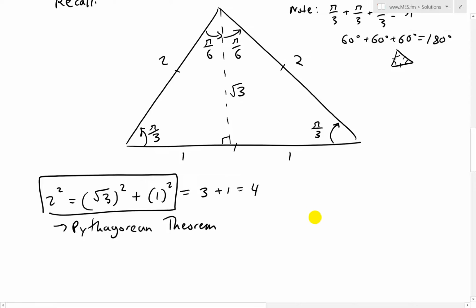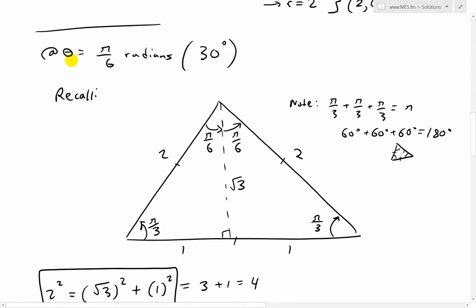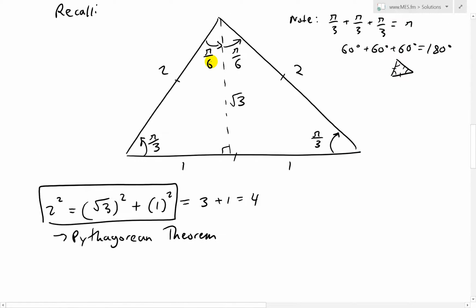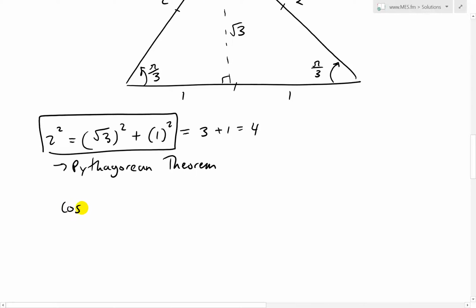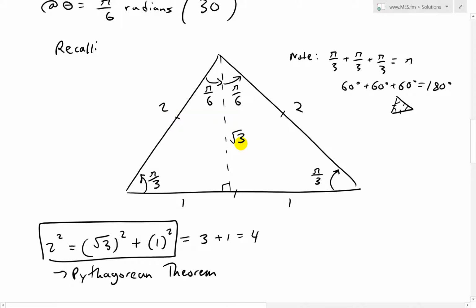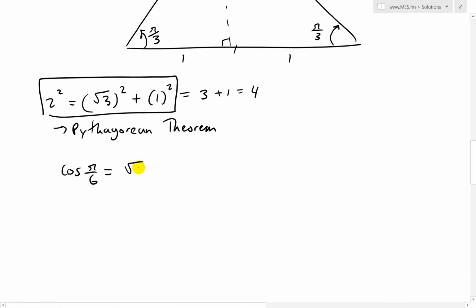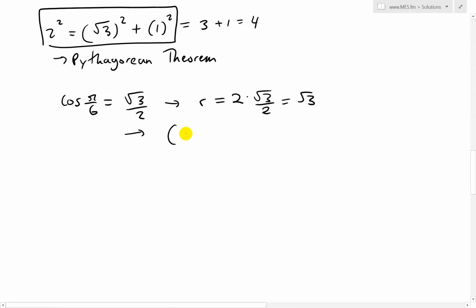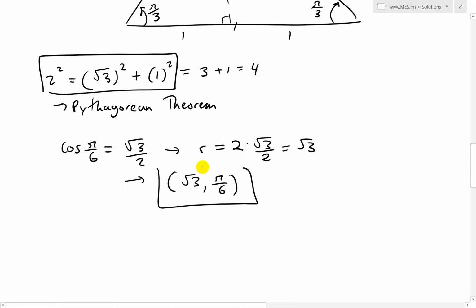Okay, so now that we have this, we could find our trig ratio. So we want theta equal to pi over 6. That's over here, so recall cosine pi over 6 just equals, cosine is just adjacent over hypotenuse, square root 3 over 2. So this means that r, which equals 2 times cosine pi over 6, is equal to 2 times square root 3 over 2. This just equals square root 3, like that. So in other words, combining these together, we have the point square root 3 and pi over 6. So that is one point like that.